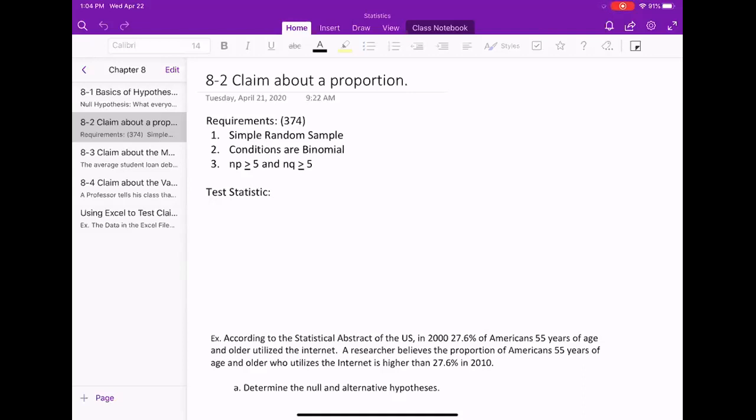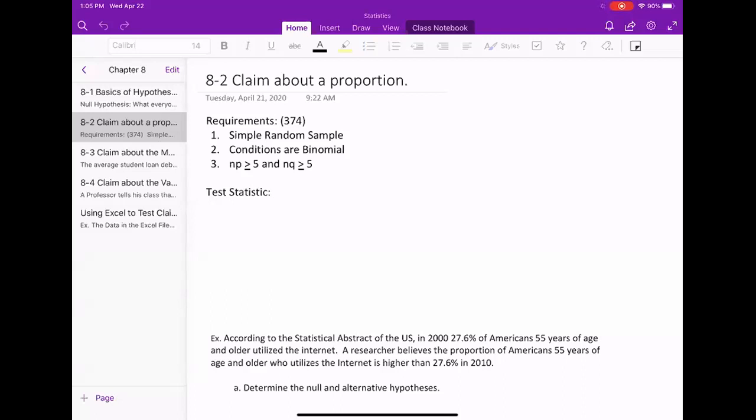And then our 3rd requirement, which is very similar to what we discussed in section 6.6, if I take n times p, it has to be greater than or equal to 5, right? So I take how many trials and multiply it by success. That number has to be bigger than 5. And I have to take my number of trials and multiply it by q, which is my failure. And that also has to be greater than or equal to 5. And if all these requirements are met, then that means I can do a hypothesis test on a proportion problem.